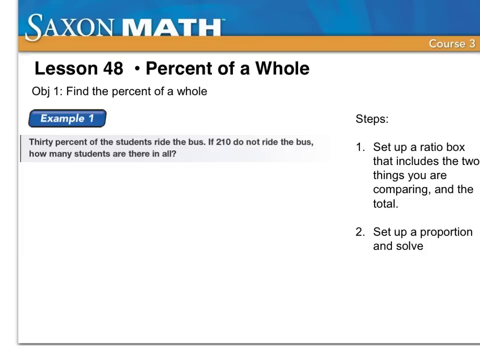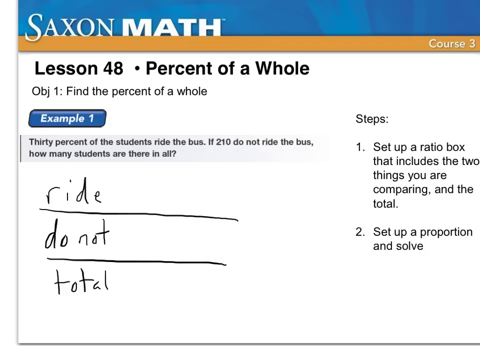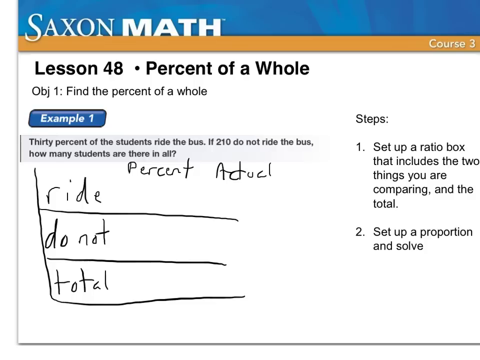Okay, so we're going to set up a ratio box of the two things we're comparing and the total. So we're comparing students that ride the bus to students that do not ride the bus. Okay, so we're going to have ride, we're going to have do not, and we're going to have total. Now, we need to set up a side for our percent numbers and our actual numbers.